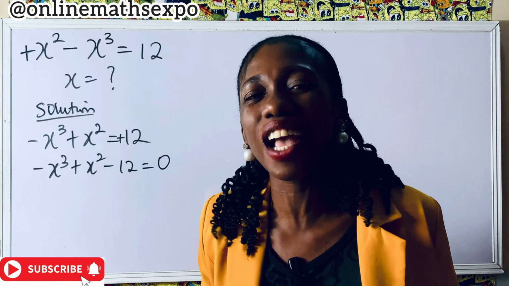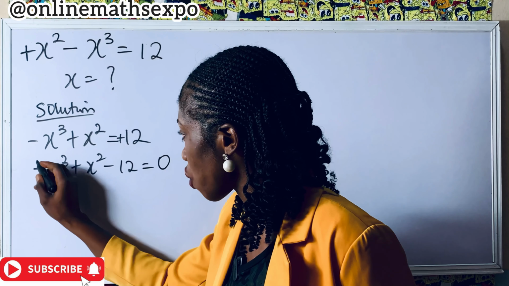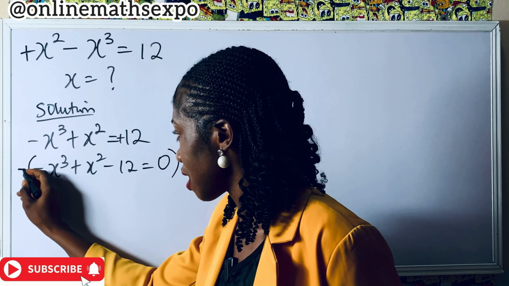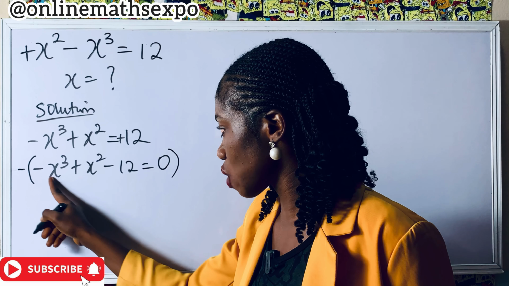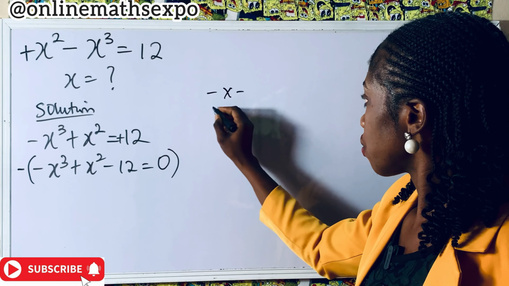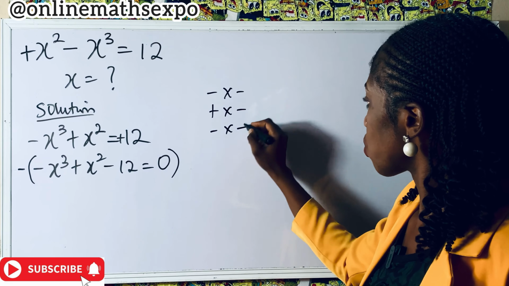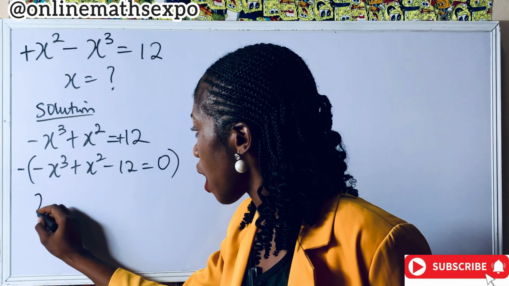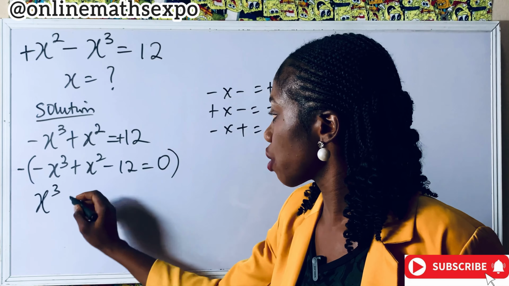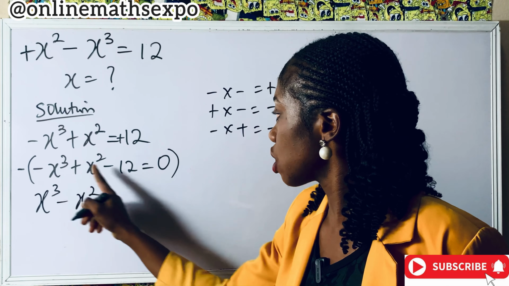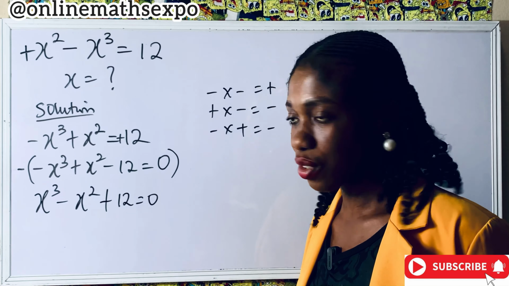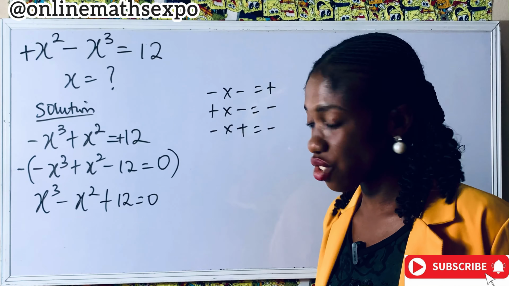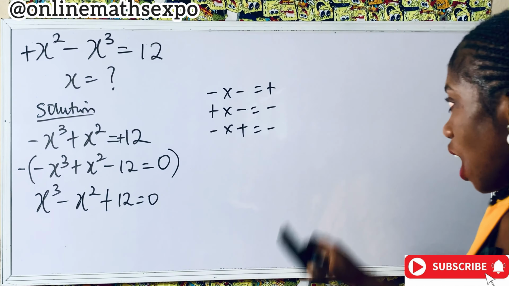Some students don't like working with negative values, especially when they start the equation. So if you're one of them, what you would simply do is multiply each of these terms by a negative sign, so that this negative multiplies this. Remember your rules. This will give us positive, this is negative, and this is negative. So here we're going to have x cubed, and this will give us negative x squared. This will give us positive 12 is 0, because 0 is still 0. There's no positive or negative. I hope that is clear.